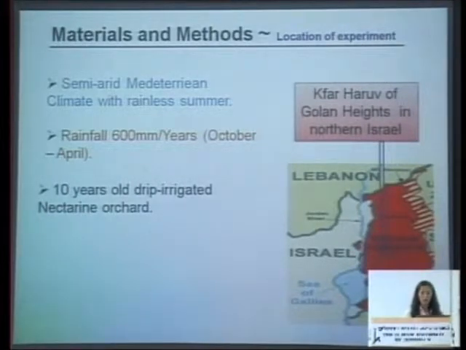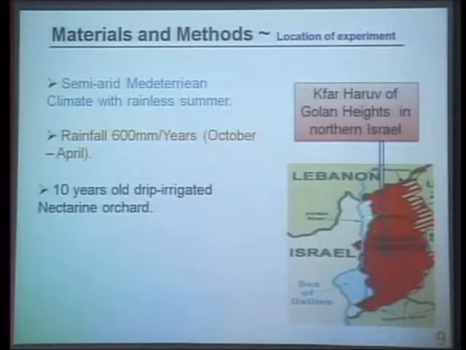Materials and methods. The location of the experiment. Our experiment was located in Kharparut of the Golan Heights in northern Israel. This is the place where our experiment is located, and this is just behind the Sea of Galilee. The climate of the experimental plot is semi-arid Mediterranean with rainless summers, and the rainfall in this area is nearly 600 mm per year, from October to April. But our main experimental period is from April to September, when there was no rainfall.